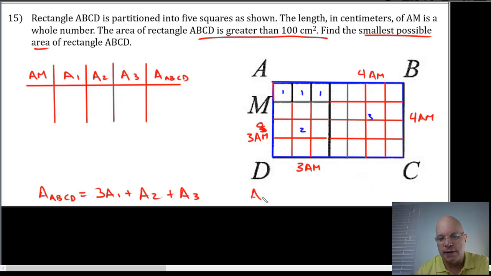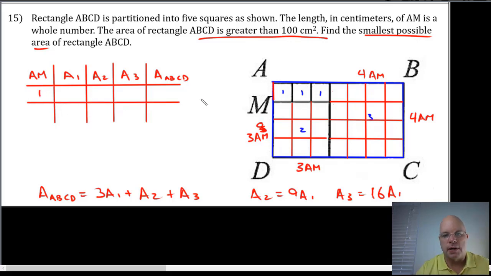But we need to understand that area 2 is equal to 9 times area 1, because it's made up of 9 squares that are the same size as the small squares. And area 3 is equal to 16 times area 1, because it's 4 by 4 of these small squares. So whatever I choose for AM, whatever whole number I choose, I'm going to start with the smallest positive whole number 1.